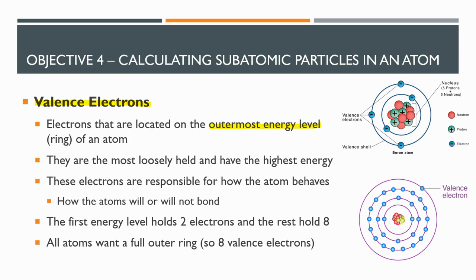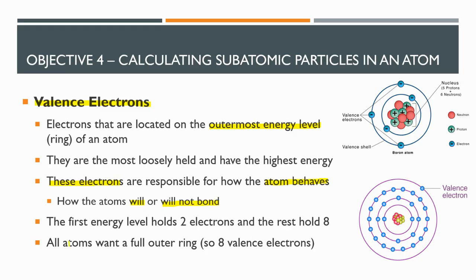So remember that the nucleus is positive because you have protons and neutrons there, and the electrons are negative, so it's that attraction that holds these electrons. It's what keeps them from just flying away off into space. The further away that electron gets from that positive nucleus, the more energy it has. It's not quite as tightly held, and that's what we call our valence electrons. These are the electrons that determine how the atom behaves. It determines what the atoms will or will not bond with.